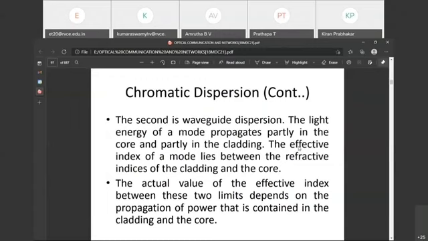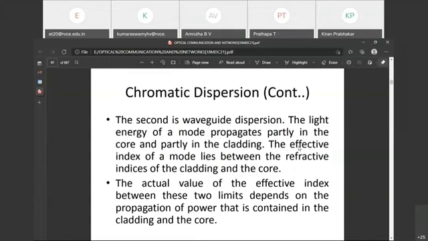The second is the waveguide dispersion. This concerns the light energy of any particular mode that propagates. First, consider multimode propagation there. When you transmit the same light, one of the wavelengths will transmit at a faster rate and the other at a lower rate, because you are transmitting one single frequency or wavelength, but it gets dispersed because of the refractive index of the medium.